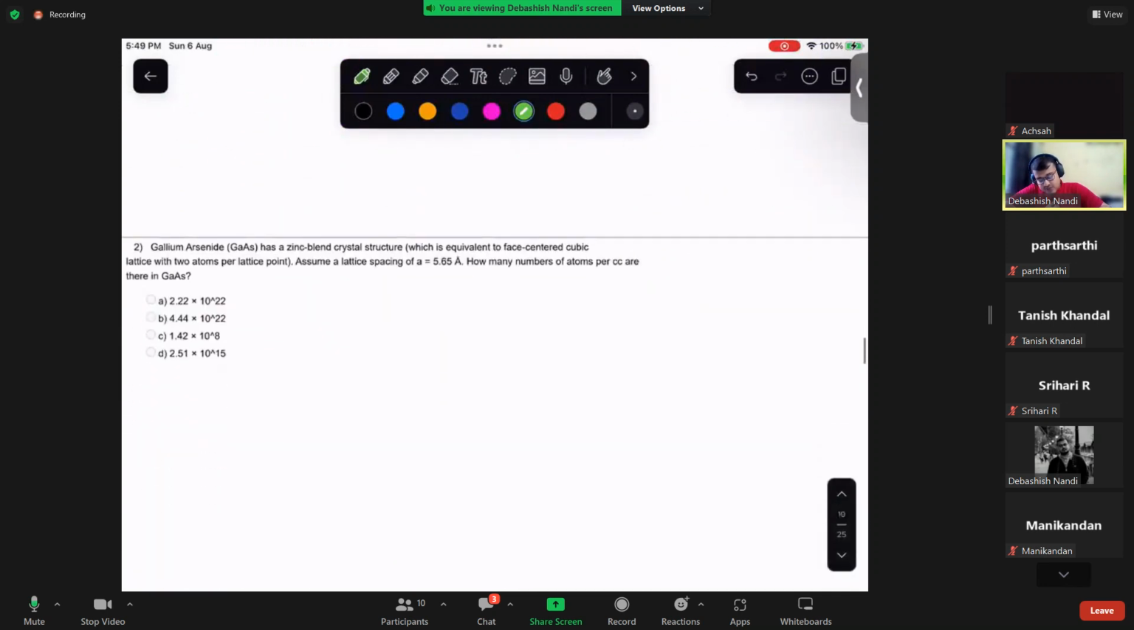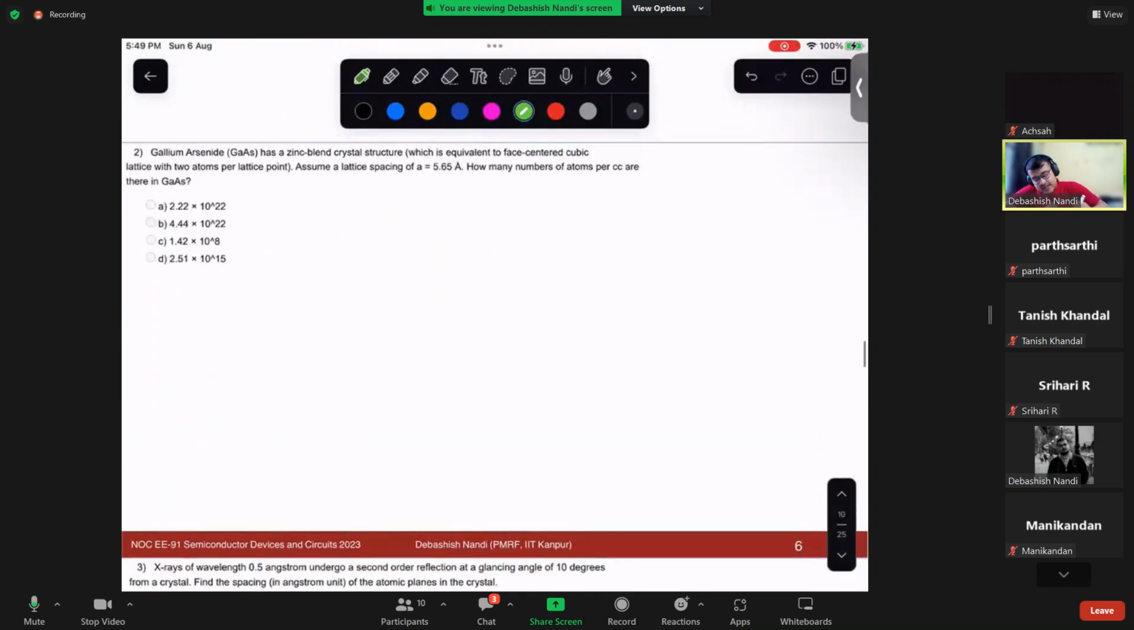So moving on to the next question. The question is that gallium arsenide has a zinc blende crystal structure. So what is zinc blende? Zinc blende is nothing but FCC, just that more than one type of atom will be there. So let's draw out the FCC.